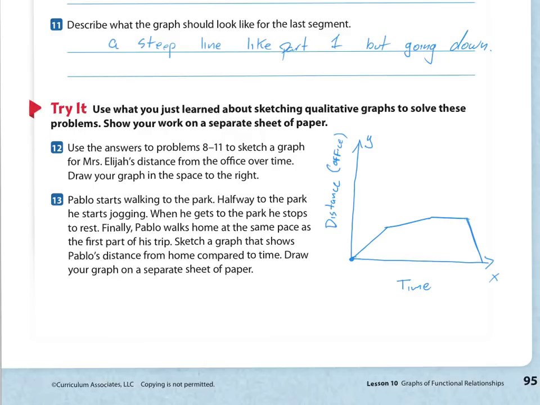Now, for number 13, I want you to do number 13 in your notebook. Pablo starts walking to the park. Halfway to the park, he starts jogging. When he gets to the park, he stops to rest. Finally, Pablo walks home at the same pace as the first part of his trip. Sketch a graph that shows Pablo's distance from home compared to time. Draw your graph on a separate sheet of paper.